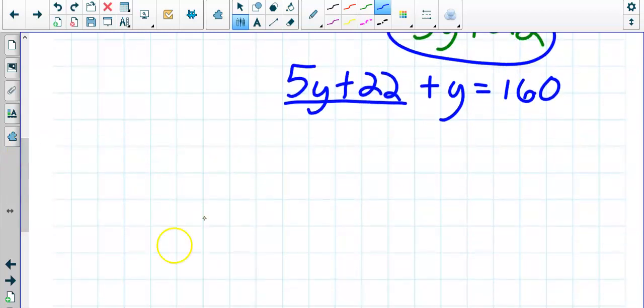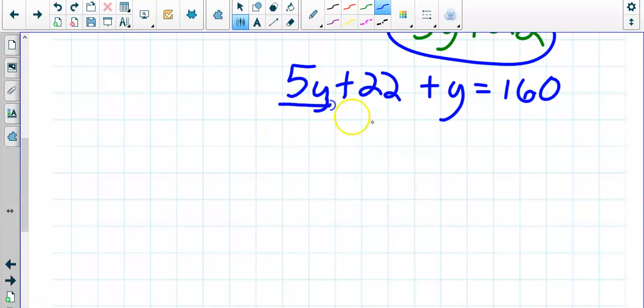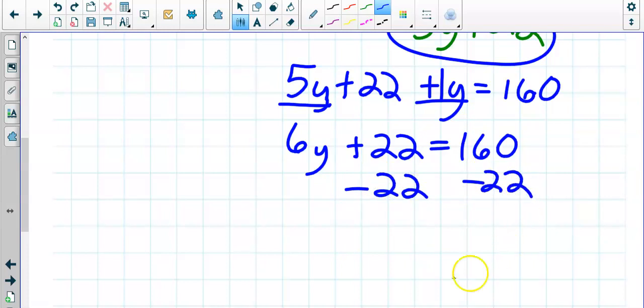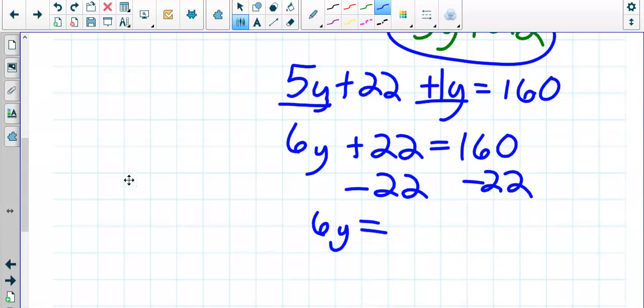All right, so what do we do now with all this information? What are we going to do from here? How do we solve the rest of this? Yeah, combine like terms. Who's getting together again? The y's. So what is 5y plus y? 6y. Good, because there's that 1 there, right? 5 plus 1 is 6. And then we got plus 22 equal to 160. Now what are we going to do? You got it. Continue to get that y by itself. Subtract 22. Minus 22, minus 22. 6y equals, what is 160 minus 22?